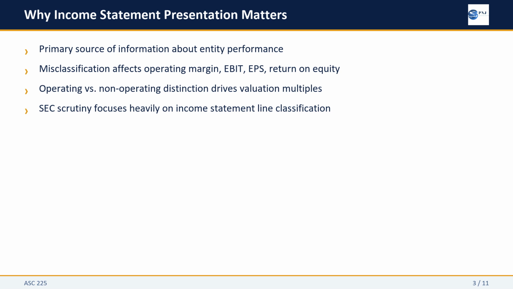Here is the key thing about income statement presentation. It is not just a formatting exercise. When an item is misclassified between operating and non-operating, it moves the operating margin, changes EBIT, and distorts return on equity. Analysts and valuation models weight operating income differently from non-operating gains. A misplaced line item is not a cosmetic error. It is a measurement error that flows into every ratio and every multiple built on top of it.